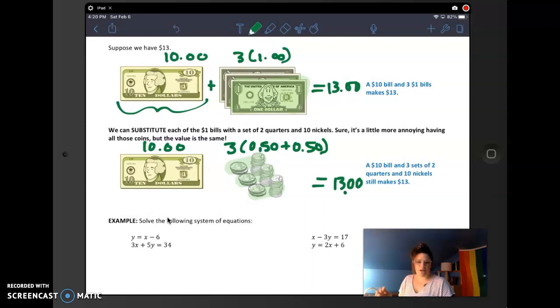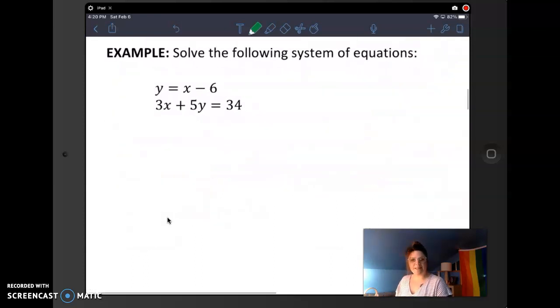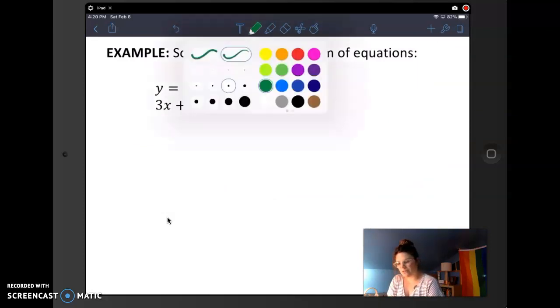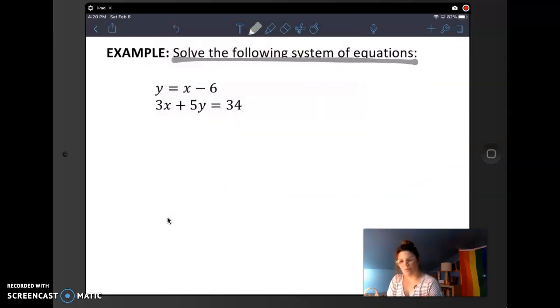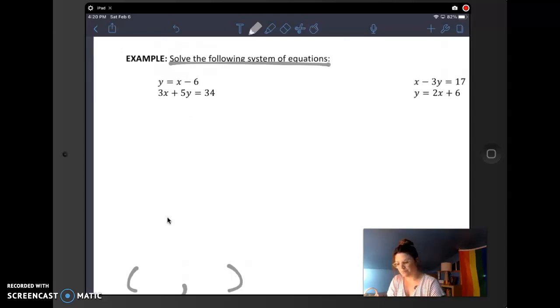So why am I going on about dollar bills and coins and all this? Well, it's a really good metaphor for the next type of substitution that we're going to learn about. So let's get into it. How does what I just said relate to what I'm going to say? If you look at this system of equations, remember, solve the system of equations. We start immediately by drawing a fill in the blank at the end so we don't forget our final answer needs to be x and y.